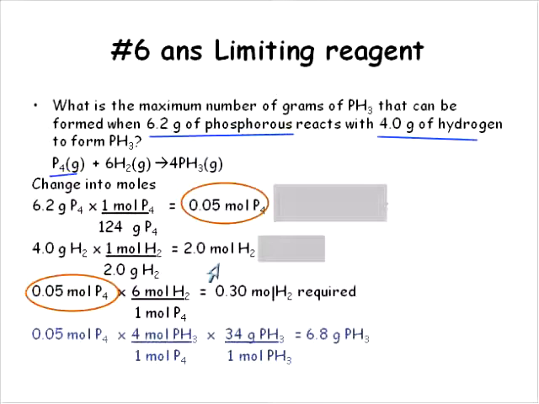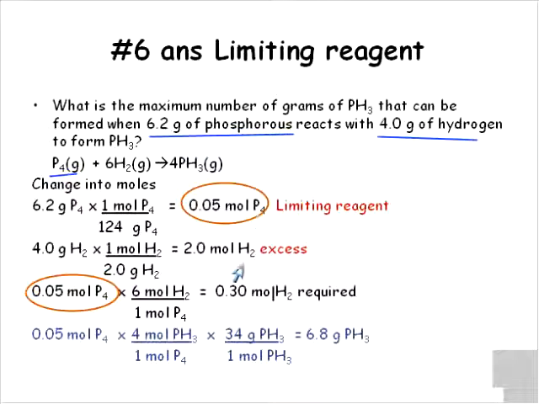We have 2 moles of hydrogen, so that's in excess. And therefore, P4 is the limiting reagent. From this step, we see 0.3 moles of hydrogen is required, and we have 2 moles. So we have excess of that. This is the limiting reagent.